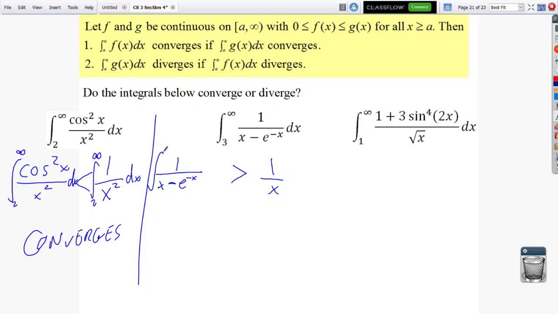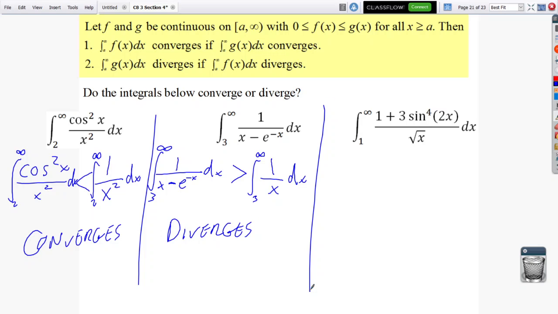Again, we're trying to look at the integral from 3 to infinity of 1 over x minus e to the negative x dx. So we compare it to the integral from 3 to infinity of 1 over x dx. We look at our p-test. Our p is 1. 1 is less than or equal to 1. That means this diverges. This is infinity. This is bigger than infinity. So this has to also be infinity, so it diverges. And again, this is called a comparison test.